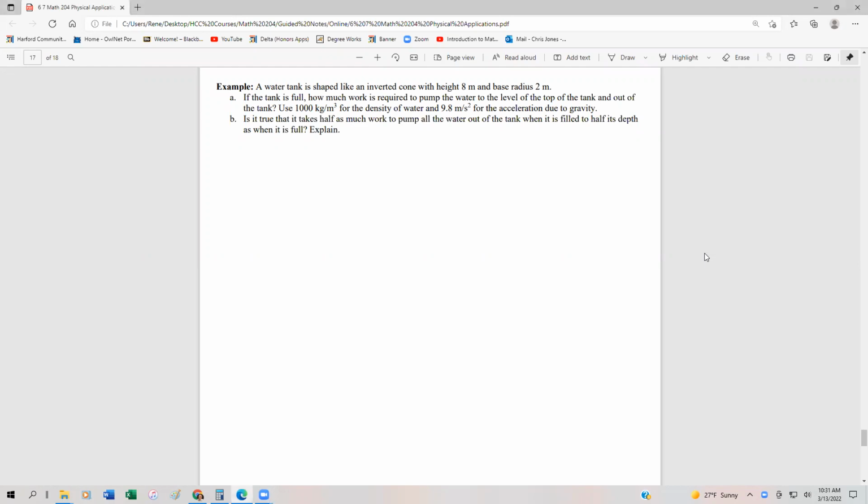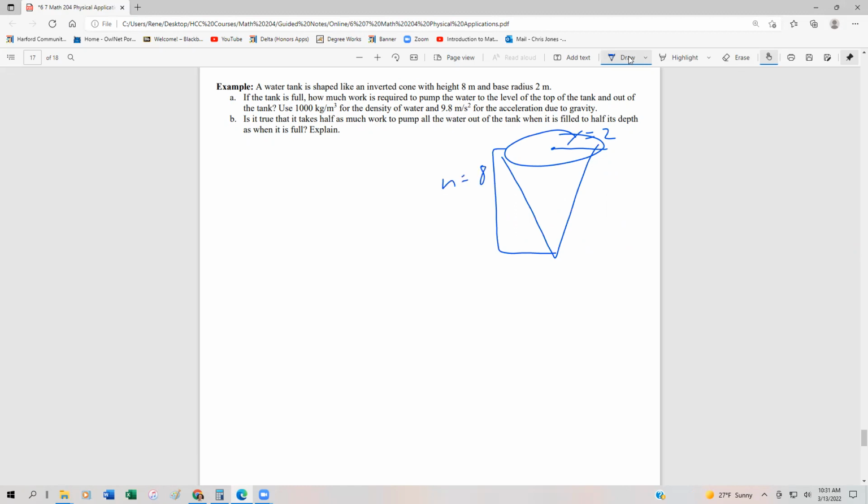So a final shape that we have. And this time the height is going to be 8 meters, the radius is going to be 2 meters. We know a cone looks something like this, but it's going to be inverted. In other words, we're just going to flip that over. So an inverted cone is going to look something like this. We know that the radius, r, is going to be 2, and the height, h, is going to be equal to 8 meters.